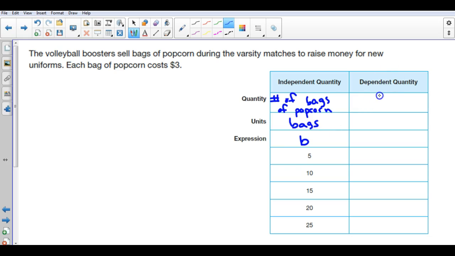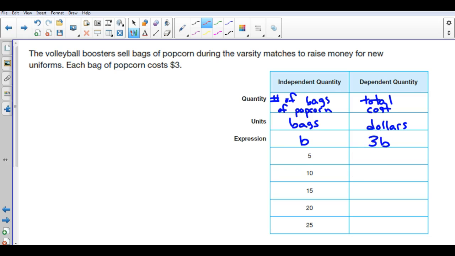The quantity that's going to be dependent then, if you think about it, if they sell 10 bags of popcorn, 20 bags of popcorn, 50 bags of popcorn, you would multiply it by 3, and that would give you your total cost. So again, I'm going to put total cost here, and cost would be measured in dollars. And then my expression, if you think about it again, we're just taking $3 times the number of each bag. So if B is the number of bags, 3 times B would represent my total cost then.